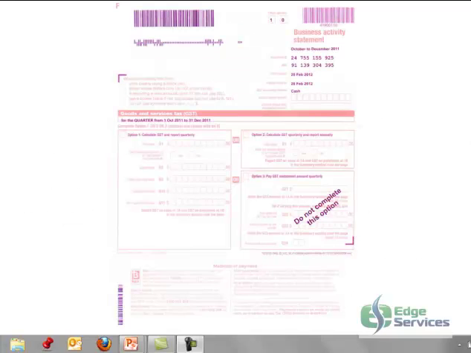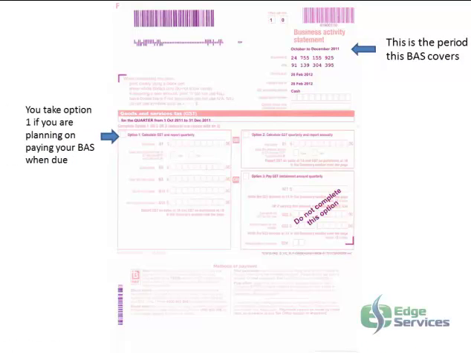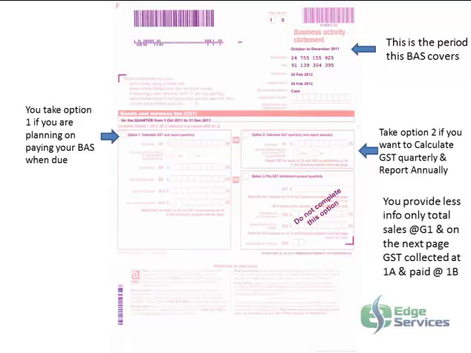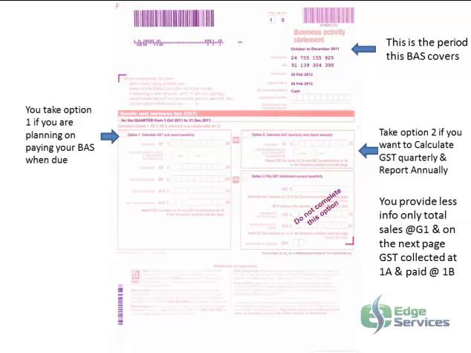Here is the front page of your BAS statement. This is the period this BAS covers. You take option 1 if you are planning on paying your BAS when due. You take option 2 if you want to calculate GST quarterly and report annually. You provide less info, only total sales at G1, and on the next page GST collected at 1A and paid at 1B.